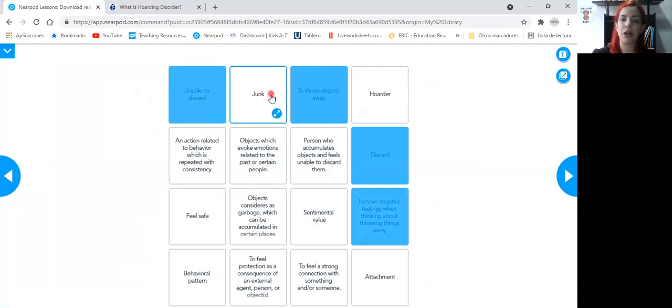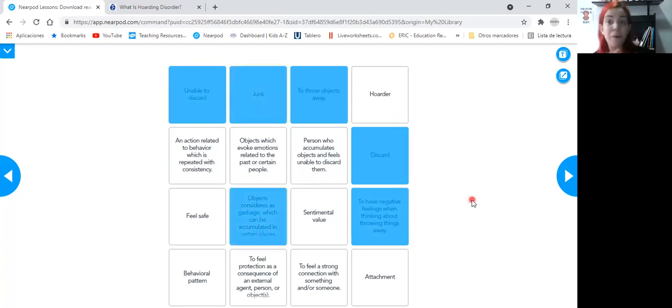Okay, let's go with junk. What's junk for you? Exactly. Garbage. Things that are not necessary. Things that you put in the trash can. Good, good, boys and girls. Let's see. So which one is it? Correct. Objects considered as garbage, which can be accumulated in certain places.